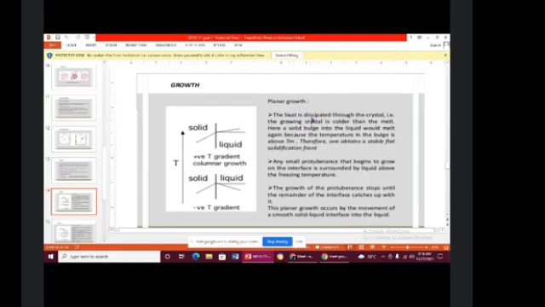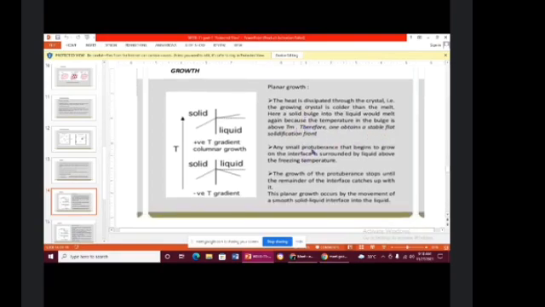The heat is dissipated through the crystal. The crystal is cooler than the melt. Here a solid bulge into the liquid would melt again because of the temperature in the liquid above the freezing temperature. Therefore, one obtains a stable flat solidification front. Any small protuberance that begins to grow on the interface is surrounded by liquid above the freezing temperature. The growth of the protuberance stops until the remainder of the interface catches up with it. This planar growth occurs by the movement of the smooth solid-liquid interface into the liquid.